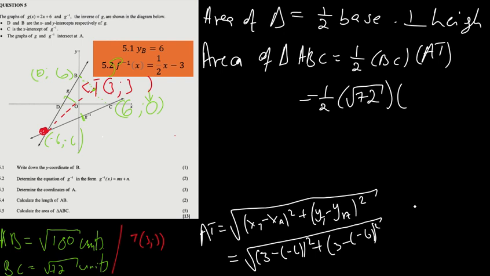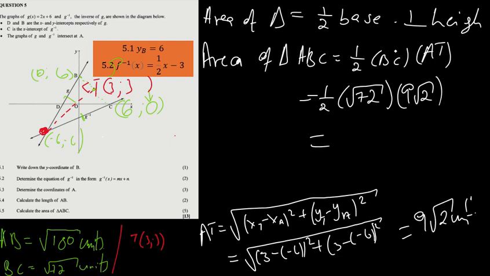Let's punch that on a calculator. Minus 3 plus 6 all squared, plus minus 3, positive 3 plus 6 all squared. Then the answer is 9 root 2 units. So here I will have 9 root 2 units. Then you can punch this on your calculator, then you are done.